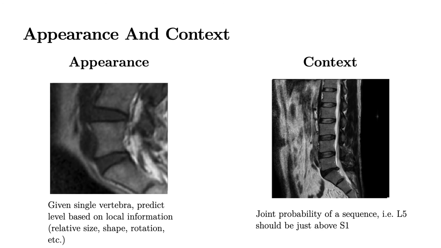We consider two types of information when labelling a vertebra: its appearance and its context. Appearance features refers to all local information about that vertebra, such as its size relative to nearby anatomy, shape, and rotation. Context information refers to information given by our predictions for the surrounding vertebra, and thus constitutes a joint probability over a sequence of detections.